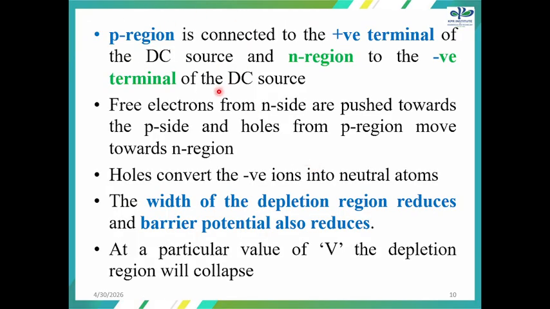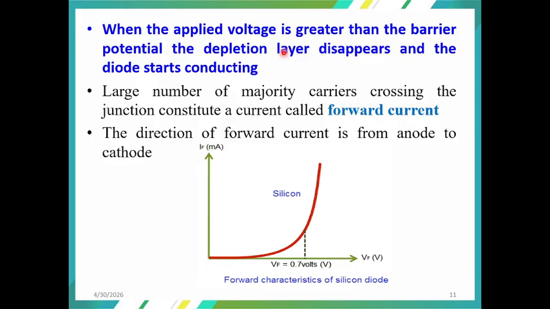That is mentioned in this slide. The P region is connected to the positive terminal of the DC source, and the N region is connected to the negative of the power supply. The free electrons from the N side are pushed towards the P side, and holes from the P region move towards the N region. Holes convert the negative ions into neutral ions. The width of the depletion region reduces, and the barrier potential also reduces. At a particular value of V, the depletion region will collapse.